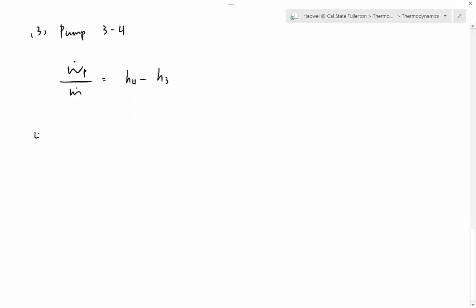And then last one, the boiler. Boiler is 4 to 1. That's where the water gains heat. And what do you want to know? How much heat does the water gain? So Q dot hot over M dot, or Q dot 4 to 1 over M dot. And from first law, again, your solution is H1 minus H4. So that's every single step.